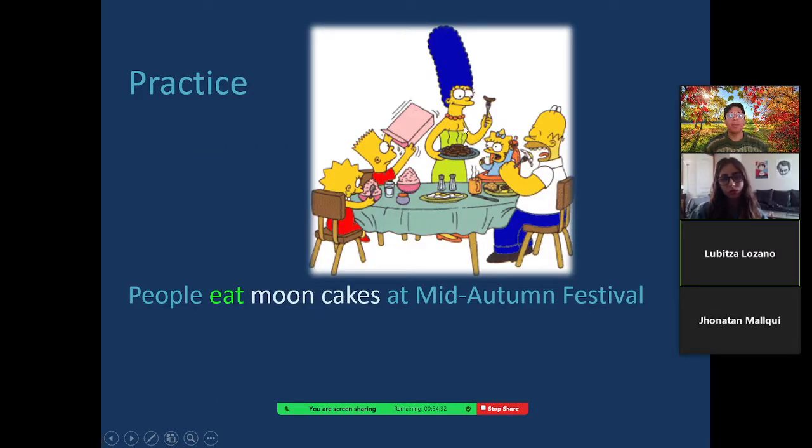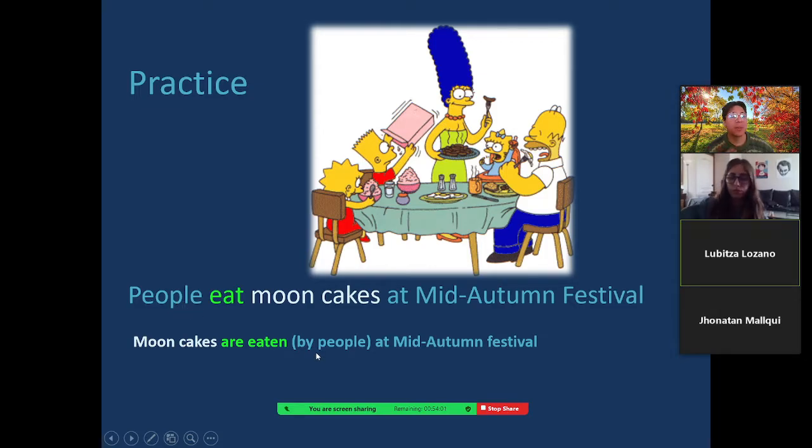Now, people eat mooncakes at Mid Autumn Festival. How do we say this in the passive version? Mooncakes are eaten. Yes, mooncakes are eaten. Of course, you can say by the people or by people, but we know that because this is obvious, we say mooncakes are eaten.